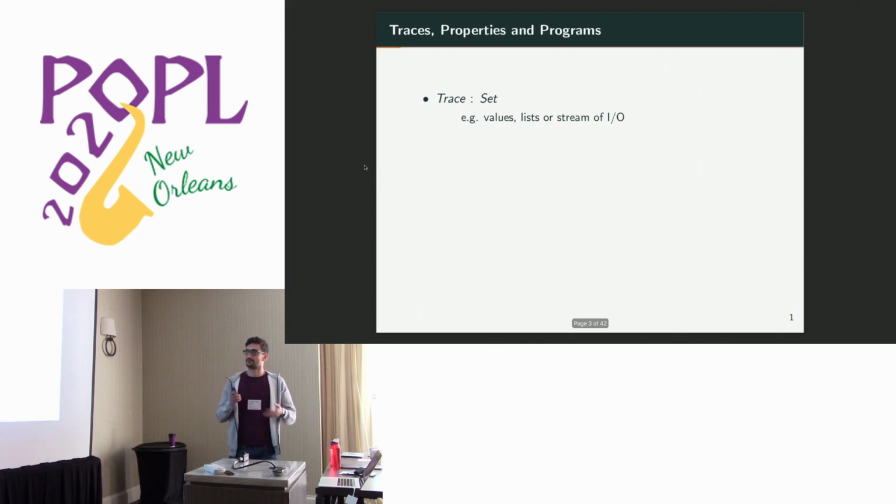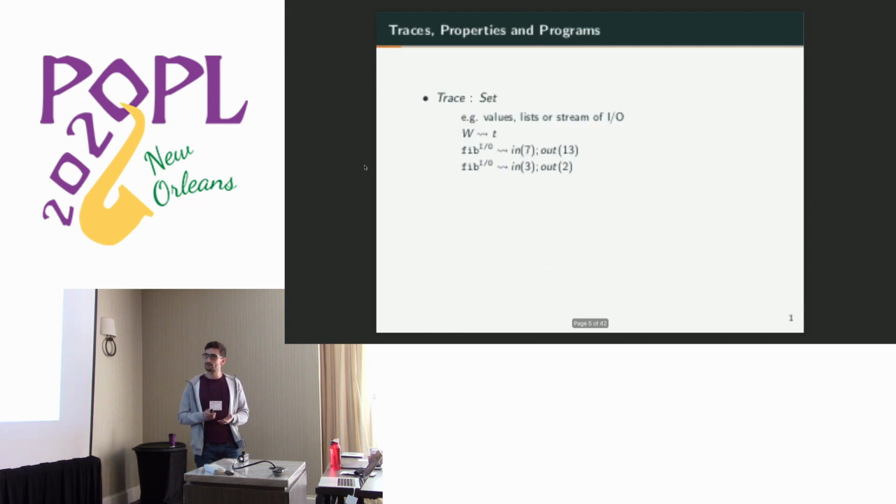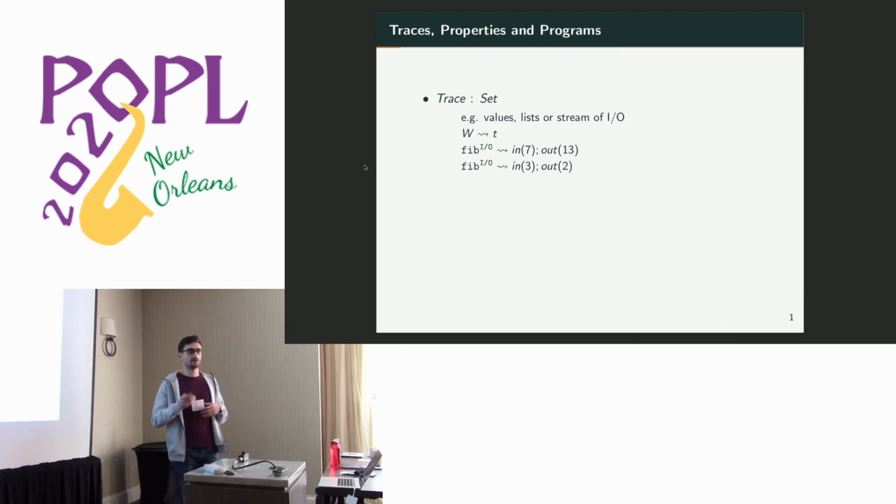But of course traces can be values, finite lists or streams, or of events like input-output events. And I will use this notation to say that a whole program W during its execution with respect to a fixed semantics produces a trace T. To be more concrete, let's say that this fib.io is an interactive program that takes from the environment a natural number n, computes the nth number of the Fibonacci sequence and outputs the result. If you take finite lists of input-output events to be your traces, you might observe input 7, output 13, or you might also observe input 3, output 2.